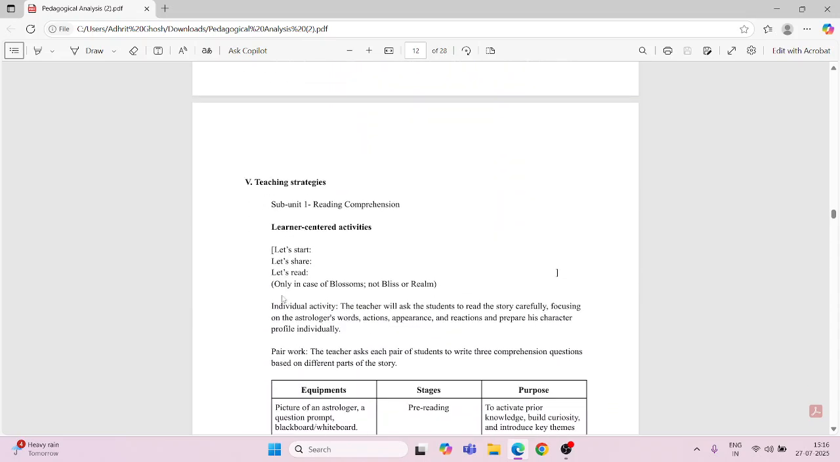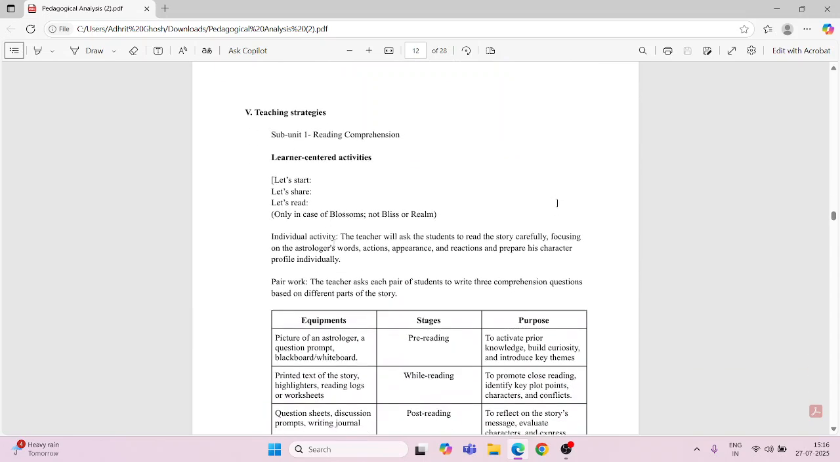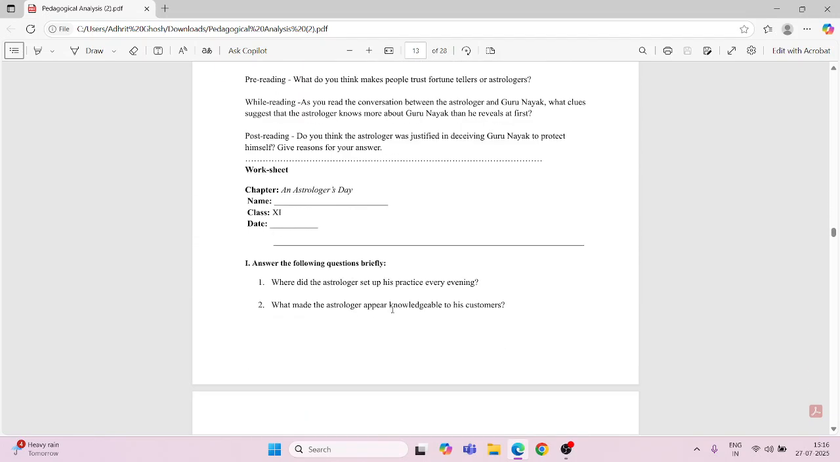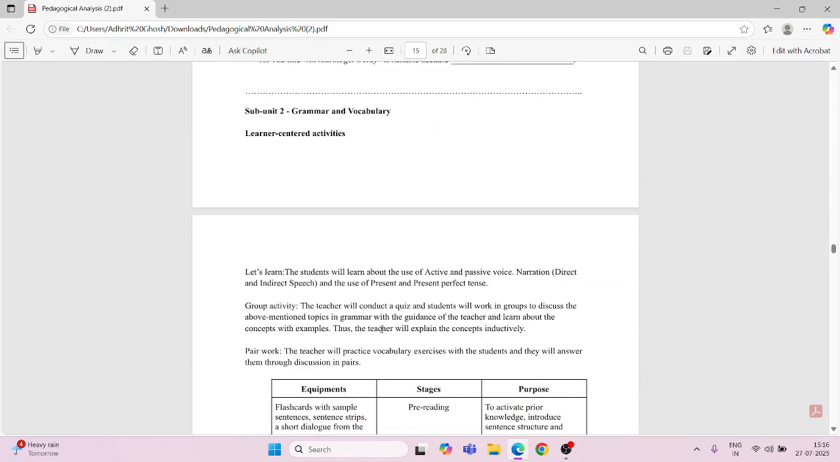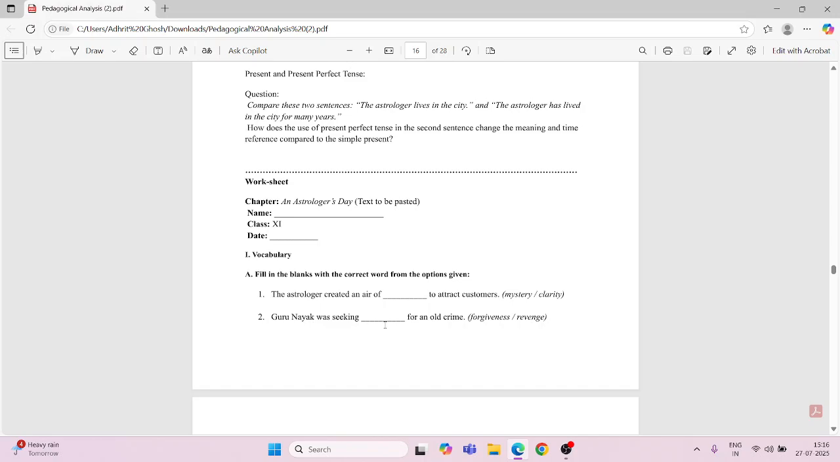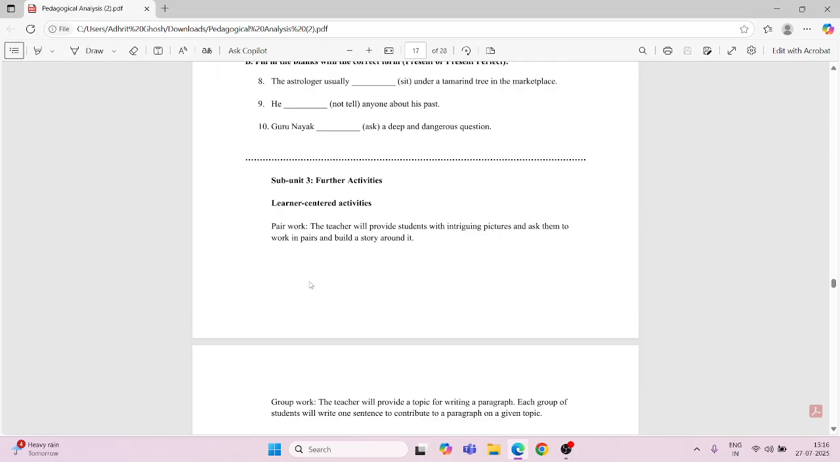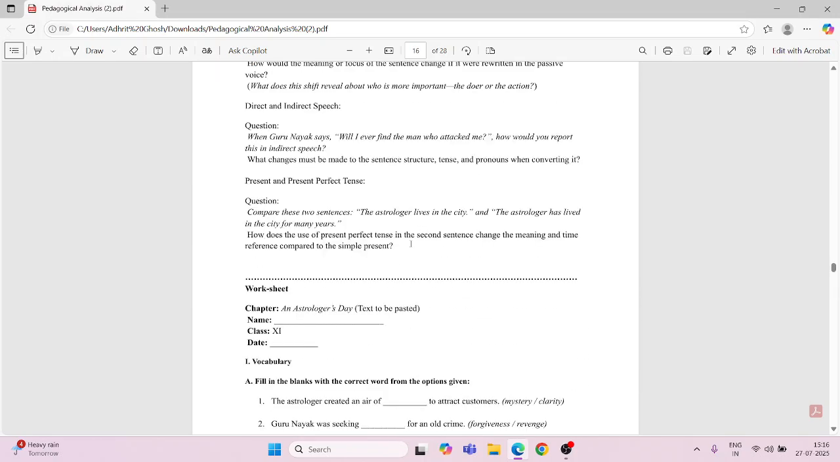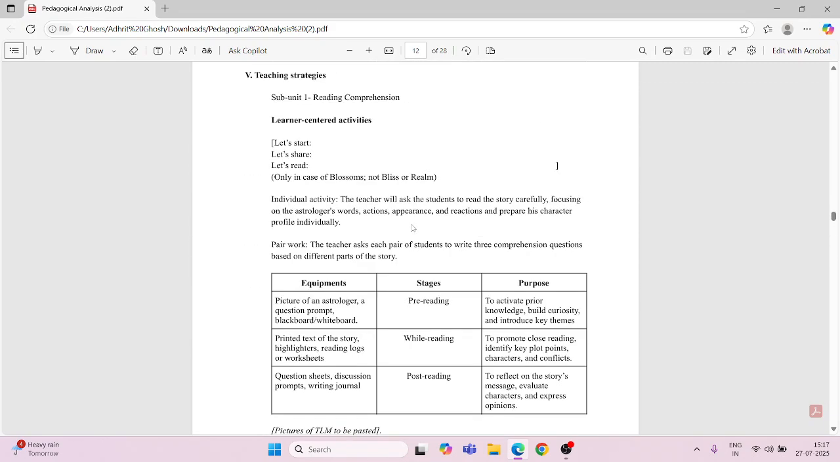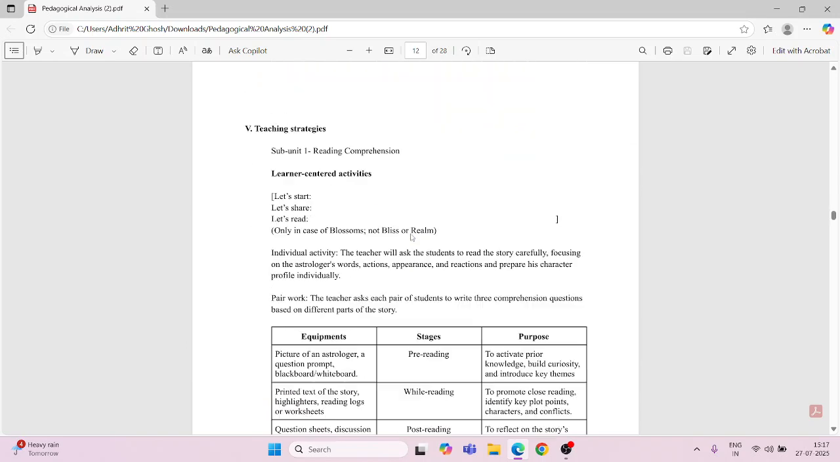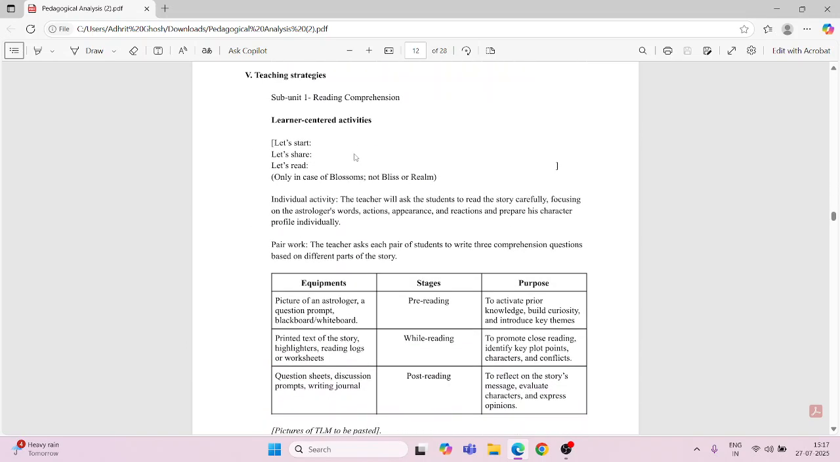Now we move on to the teaching strategies. Teaching strategies will comprise of three segments, as I said earlier, that is reading comprehension. Then the second will be your grammar and vocabulary. And finally, we have the writing skill, that is further activities. So now we move back again to the first one, that is, teaching strategies for the reading comprehension.